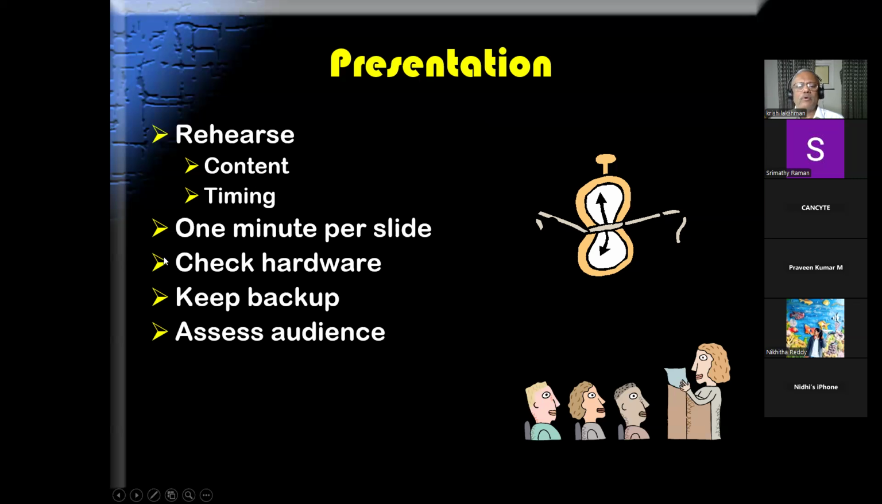Checking hardware is important because you might have done your presentation with a set of fonts which may not be very common, or have videos in it whose particular format is read by your computer but may not be read by somebody else's computer. So you must check the hardware and always keep a backup. Okay, you may have it on your laptop, but then you find that the laptop is misplaced or you don't have a connecting wire or whatever. And so you must have a backup.